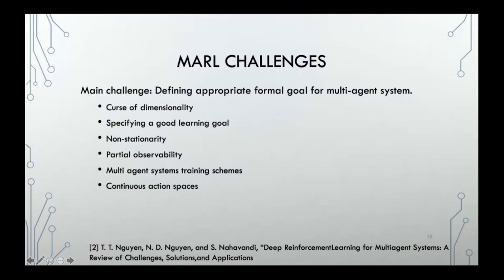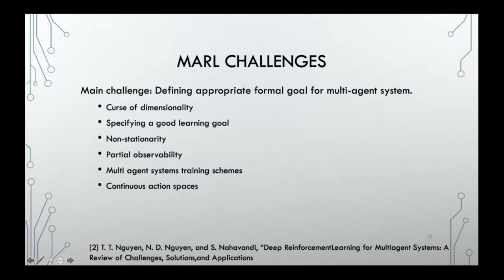Now let's go into the details of the challenges in multi-agent reinforcement learning. The main challenge is to define an appropriate formal goal for the multi-agent system, because as long as we define a good and clear goal for our agents, it is better, because they will know which direction they should go. This is an important issue. These are the challenges listed, and I will mention them now.